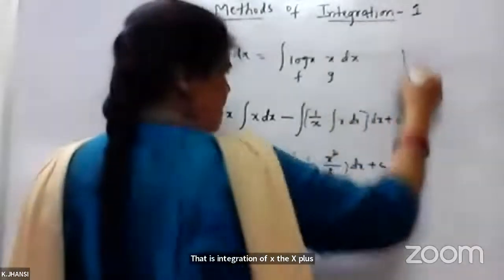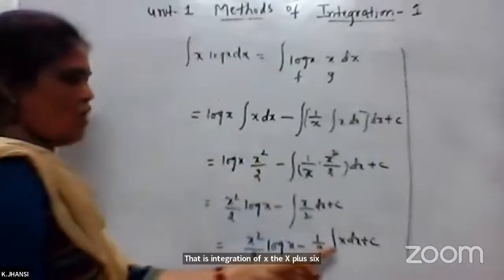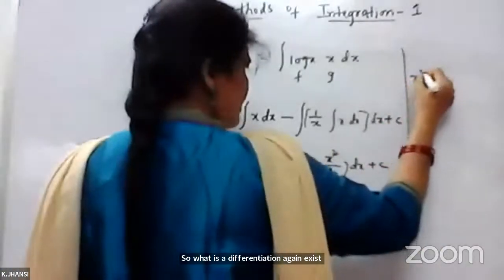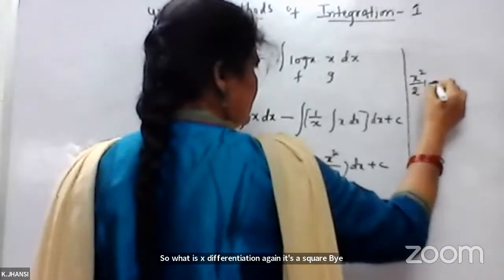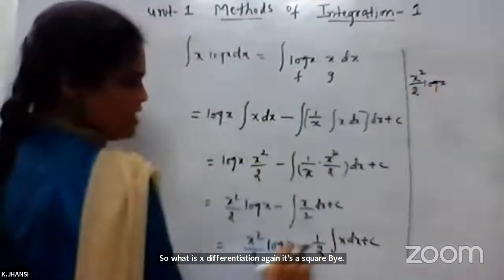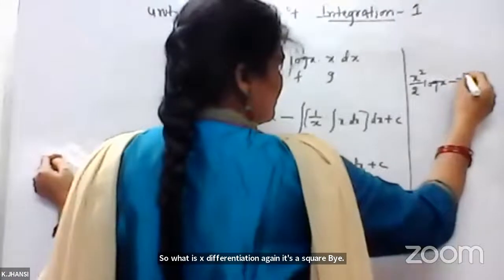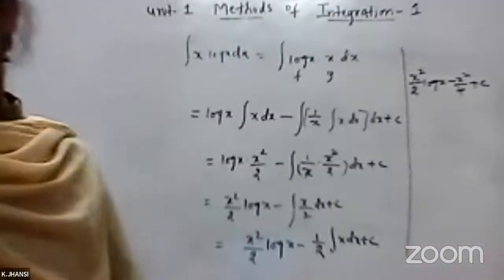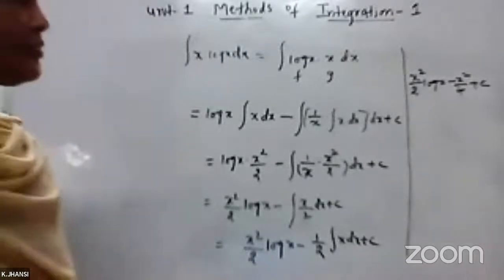Okay, so I am writing here. So what is x integration? Again x square by 2. That means x square by 2 log x minus x square by 4 plus c. Okay, this is the solution of the problem.